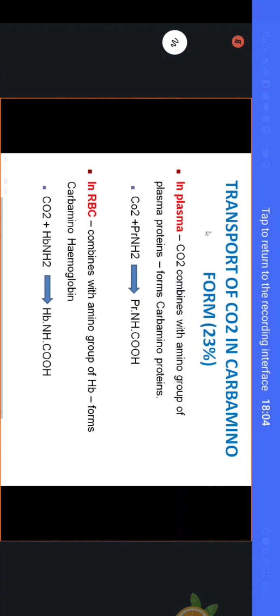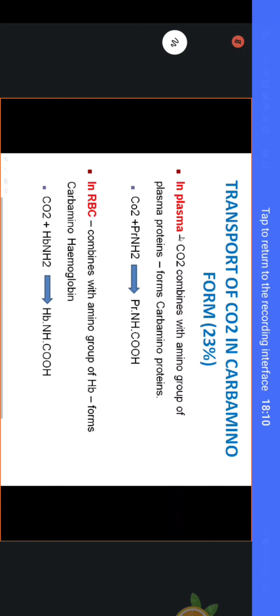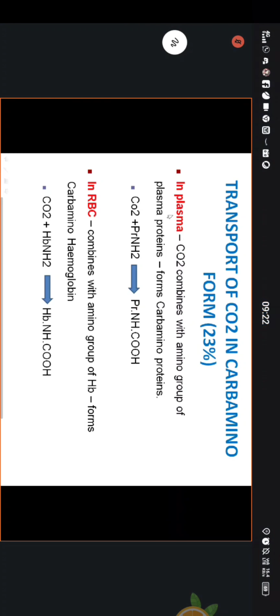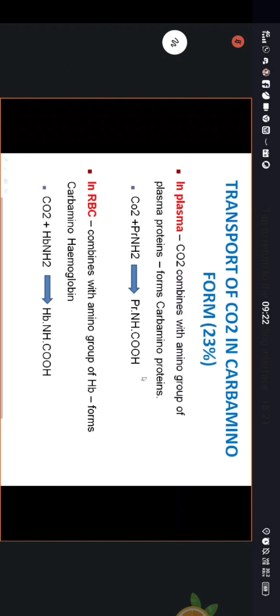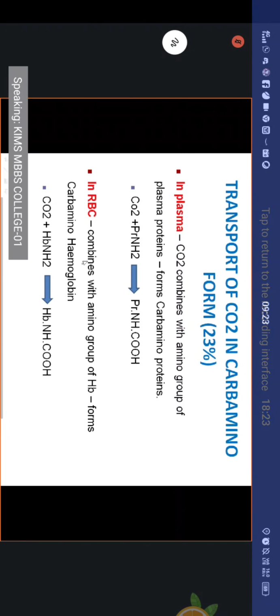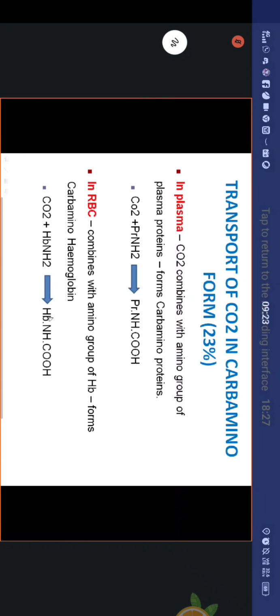So, the next, third form, is the transport of carbon dioxide in carbamino compound form. In plasma or in RBC, it can take place either way. In plasma, what will happen? It combines with the amino group of plasma proteins, forming carbamino proteins. Whereas in RBC, it combines with the amino group of hemoglobin, forming carbamino hemoglobin.